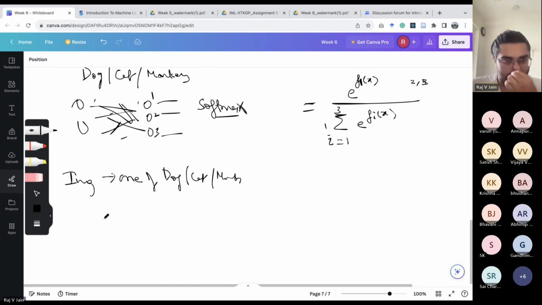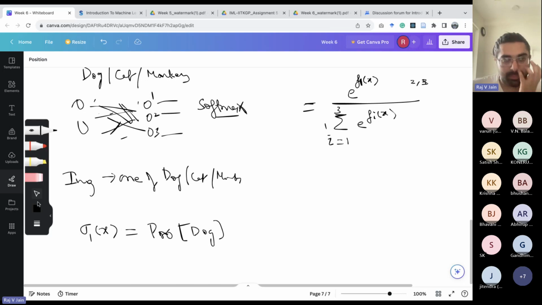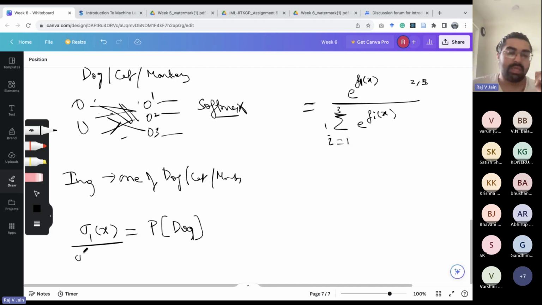You continue, sir. So let's say if you were to use sigmoid in individual ones, what will end up happening is, let's say sigma 1 of x is the probability of it being a dog versus it not being a dog. That's what we're trying to look at here. So this is what sigma 1 of x will give you. It's not exactly the probability of dog though. It is the probability of dog divided by, you will have to take the others.